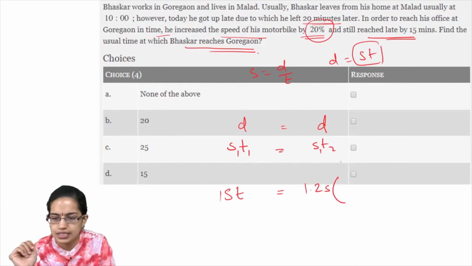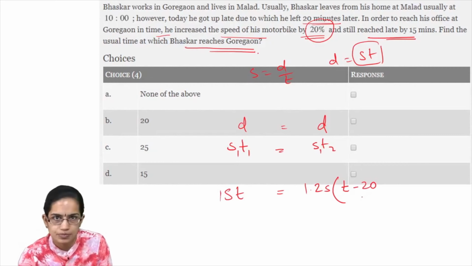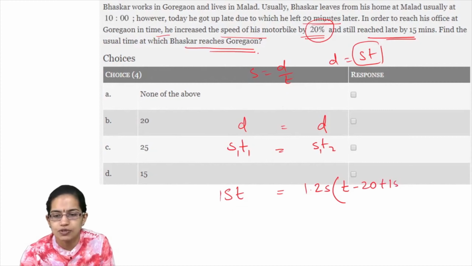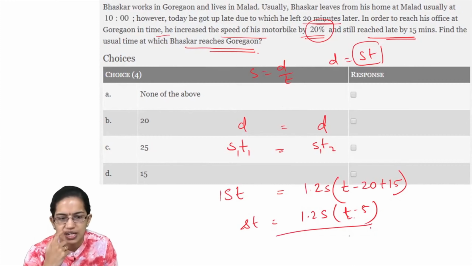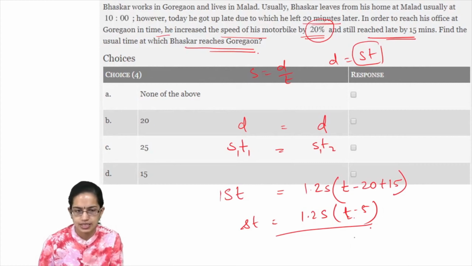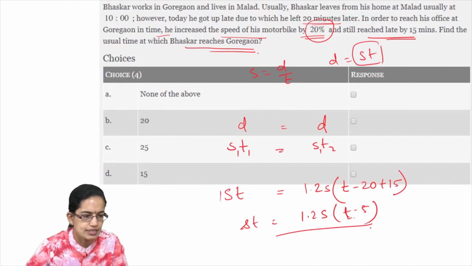So he left 20 minutes later. Initially he leaves at time t, let's say 60 minutes. Now he is 20 minutes late. So he is leaving 20 minutes late, so he has less time than his original time, 20 minutes less, but when he is reaching, he is 15 minutes late. Now with this, I solve st is equal to 1.2s into t minus 5. I solve this equation, I find the value for t. So that is how you have a very simple question that is here. A very interesting question that was put up. I hope that is clear.